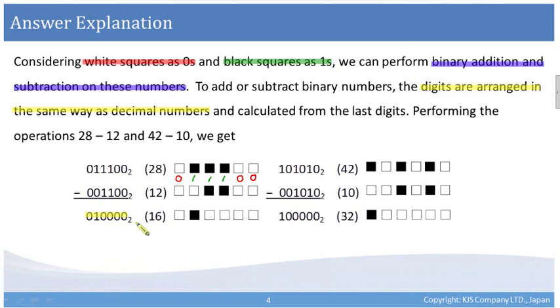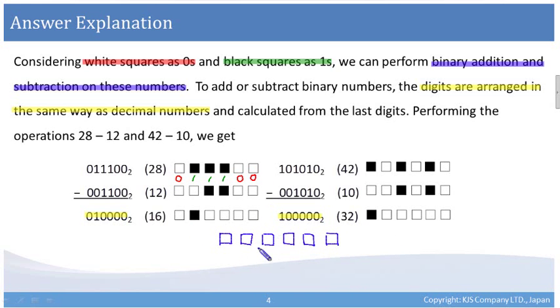So this indicates 16. Let's have a look at 42 take away 10. So we do exactly the same, and we're left with 100000, which indicates 32. Now, the reason why we did this calculation is because we need to have the set of 6 squares that was asked in the question that we need to determine using these outcomes of operations we just did. So let's do a recap of what was given in the question.